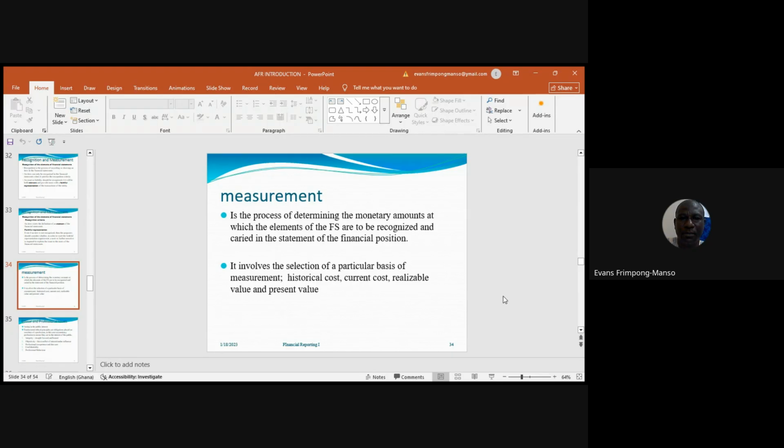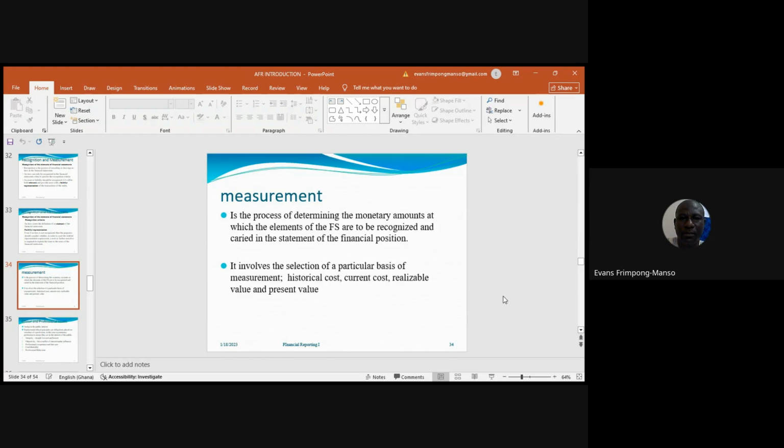You can also use realizable value. Realizable value means when you dispose of the assets and you deduct your expenses for disposing of the assets, whatever that you get is what you call realizable value. Are you going to use that? Or you are going to use the present value?